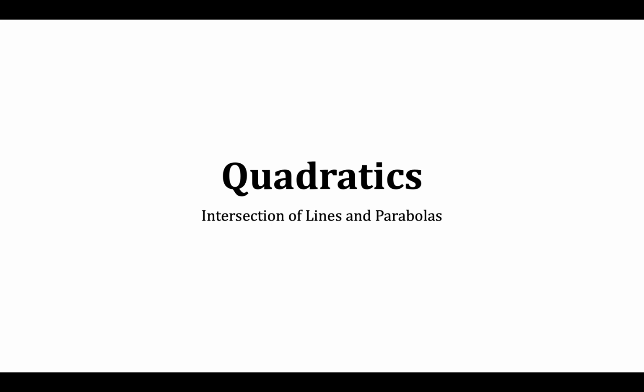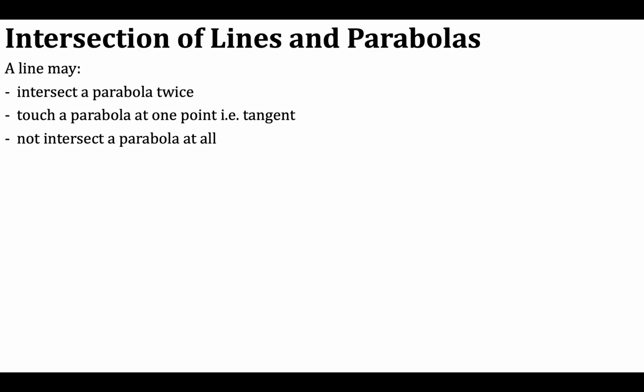In this lesson, we're going to continue with the topic of quadratics and look at intersection of lines and parabolas. So, if we have a line and a parabola, the line may intersect the parabola twice. It may touch it once, i.e. it's a tangent to the parabola, or it might not intersect the parabola at all.